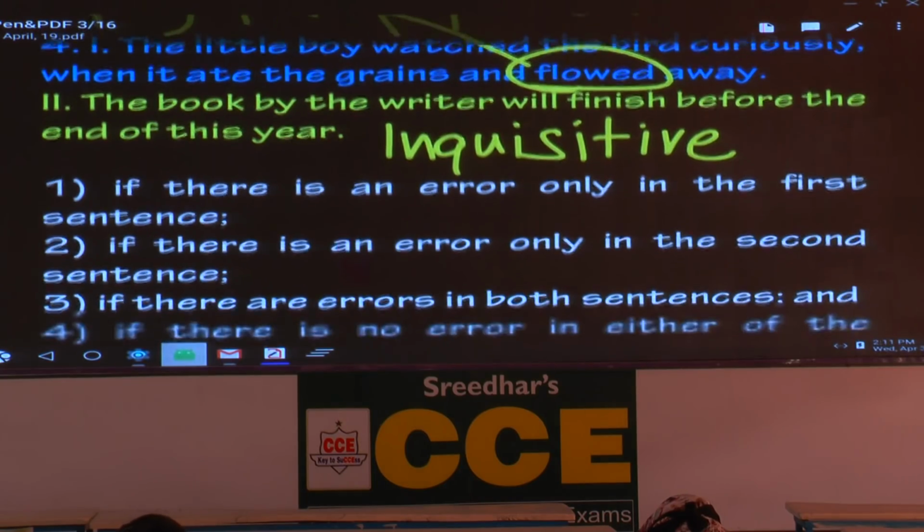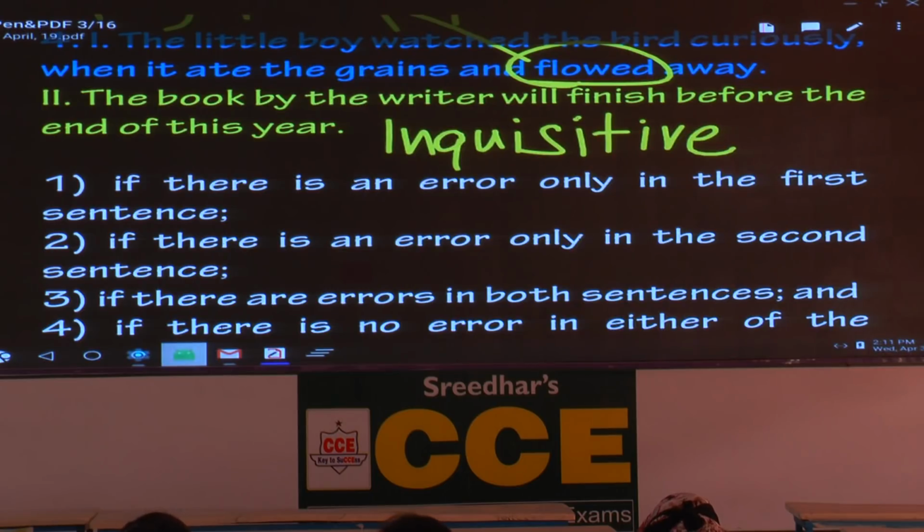What is the second sentence? The book by the writer will finish before the end of this year. Now here, what is the subject? Underline the book. The book does the action or it receives the action. Then we have to use active voice or passive voice. Is the sentence in active voice or passive voice? Active voice means it's not correct.